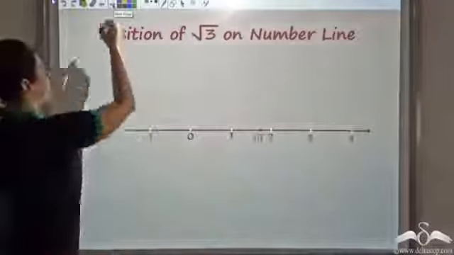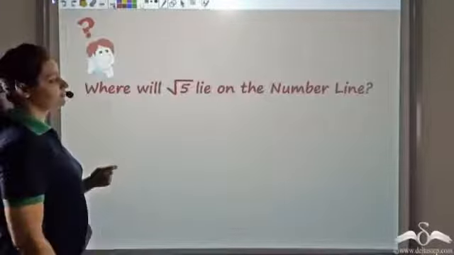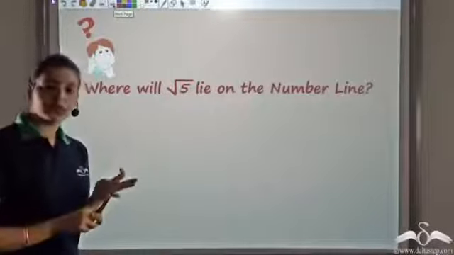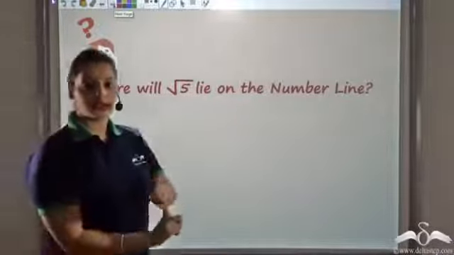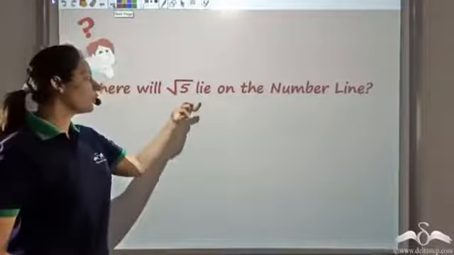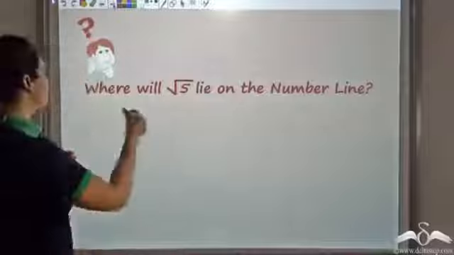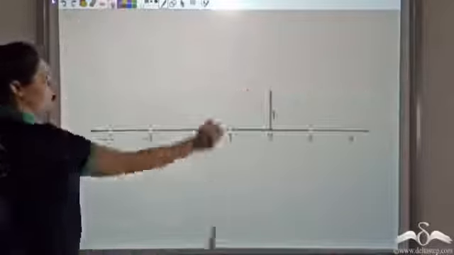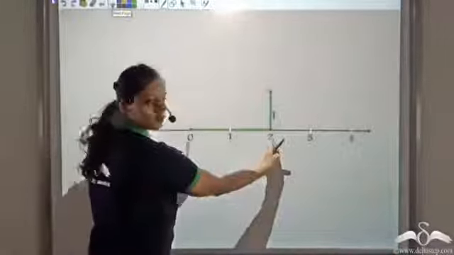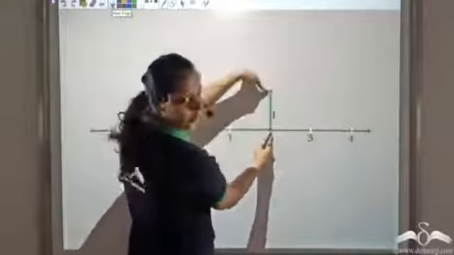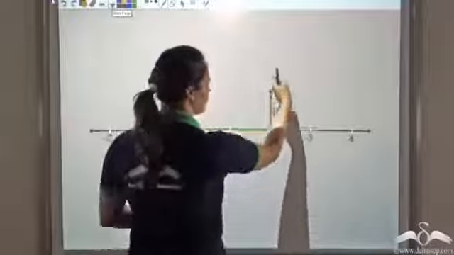Now can you locate under root 5 on the number line? Under root 2 we found, under root 3 we know, under root 4 is nothing but number 2. Now what would under root 5 be? Where would that lie on the number line? So let's see. Let's take the unit distance 2 now. This 2 unit distances. This is 2. This is 1. 1 unit distance vertically.